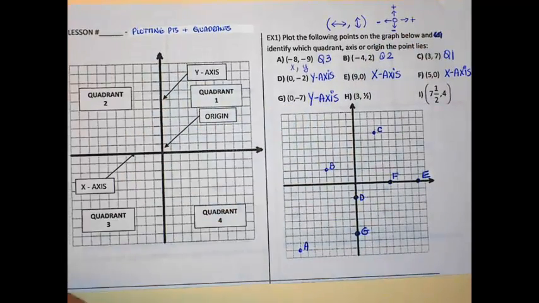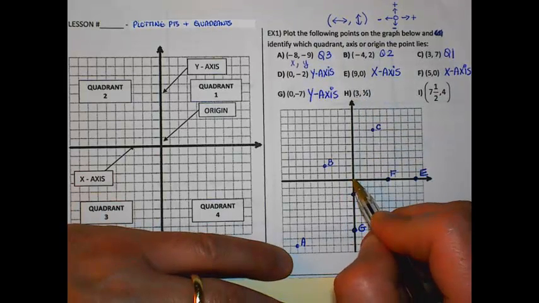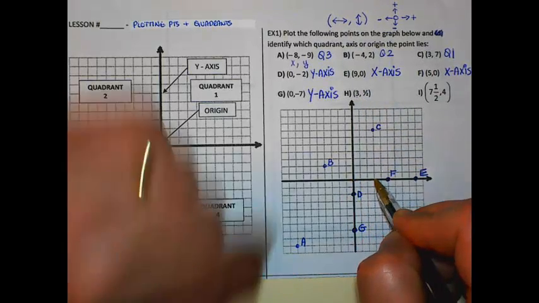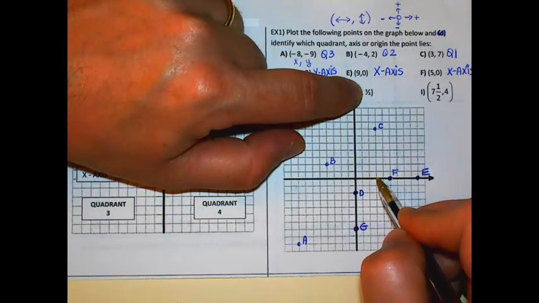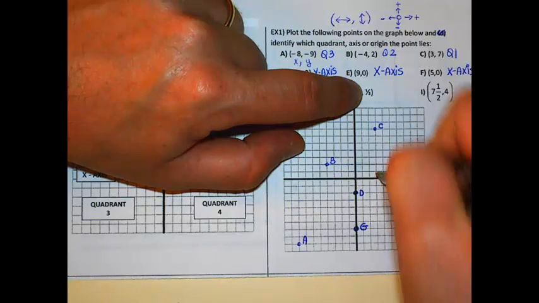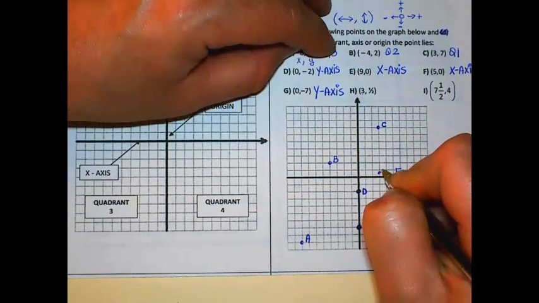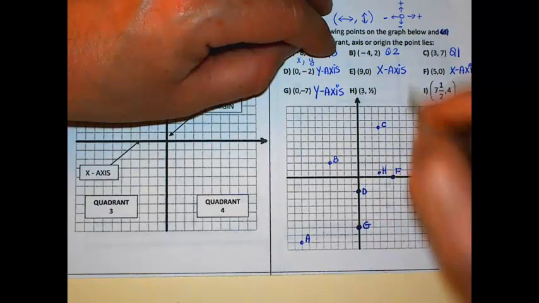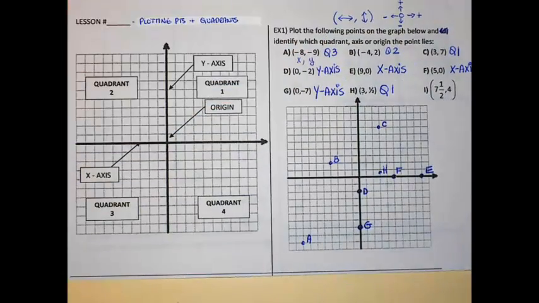Okay, then we go to the next problem, which is (3, 1/2). So the first coordinate is 3, and the second coordinate is half, so it would be half a square, so it would be right there, and that's where my point is going to be, letter H, and that one happens to be in quadrant number 1.